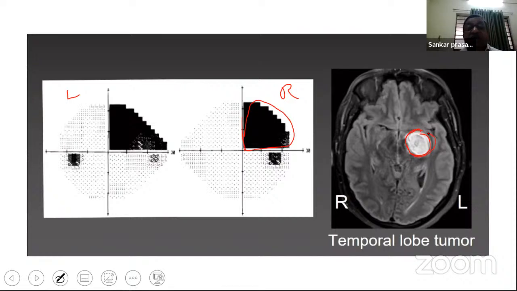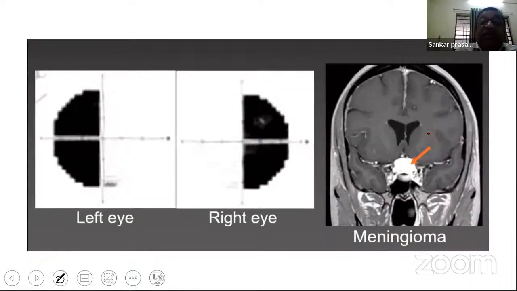The right eye and left eye, these are the hemianopias, bitemporal hemianopia. This is caused by a meningioma which is in the suprasellar region.